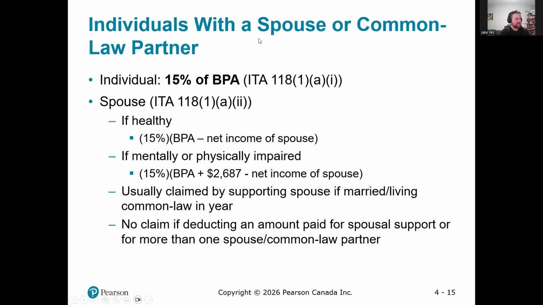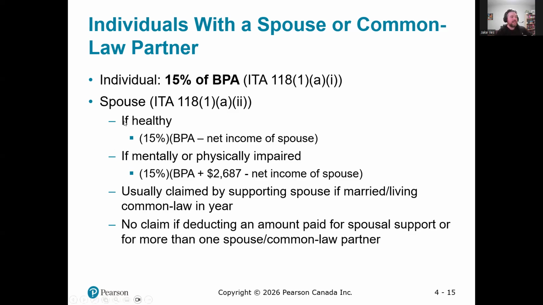So if I have a spouse, that individual gets 15% of the basic personal amount. If they're healthy, it stays at the 15% BPA. If they have some sort of infirmity, whether mentally or physically, there is an additional amount that adds to the BPA. This is consistent with the Canada caregiver amount. So I'll go into that treatment in slightly more detail once we get to the Canada caregiver lecture video.